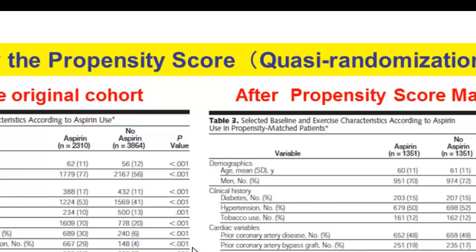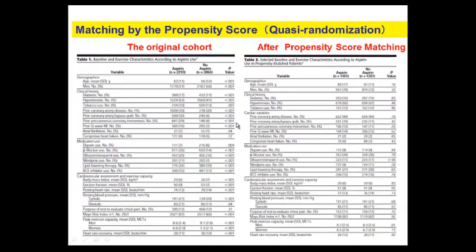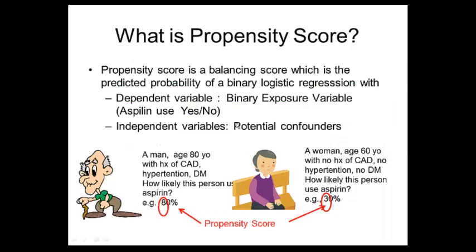And originally they had 2,310 patients. So about 1,000 patients were not included in a matched cohort. And then for each patient who used aspirin, they matched a patient who didn't use aspirin, but whose propensity score is exactly the same as the person you picked using aspirin. So let's look at those 2 people. Those 2 people have the same likelihood of using aspirin.